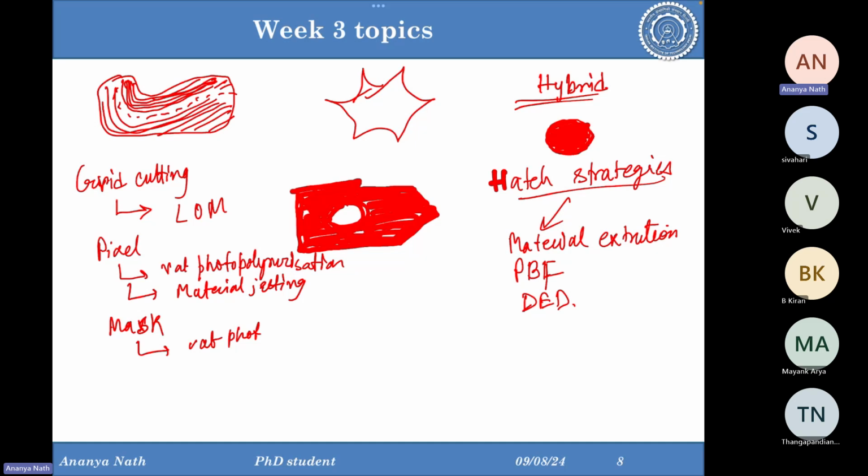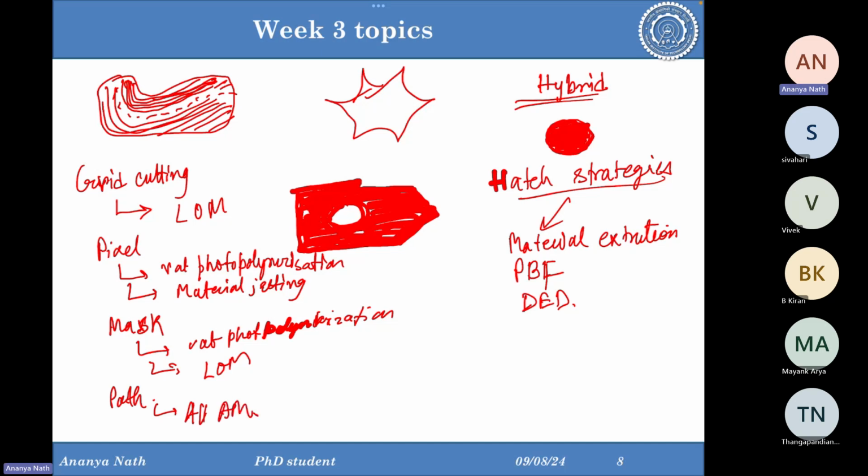Then mask is also useful for photopolymerization. Then mask is useful for LOM also sometimes. Then we have path. So path is useful for every type of additive manufacturing process. All AM processes can use path.